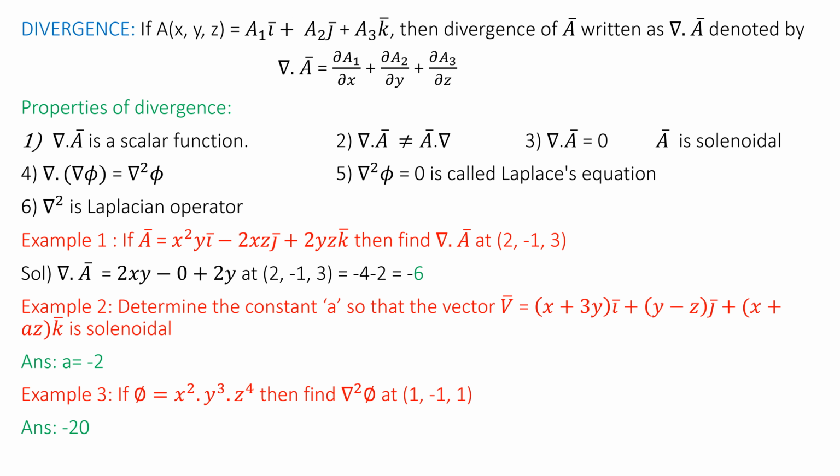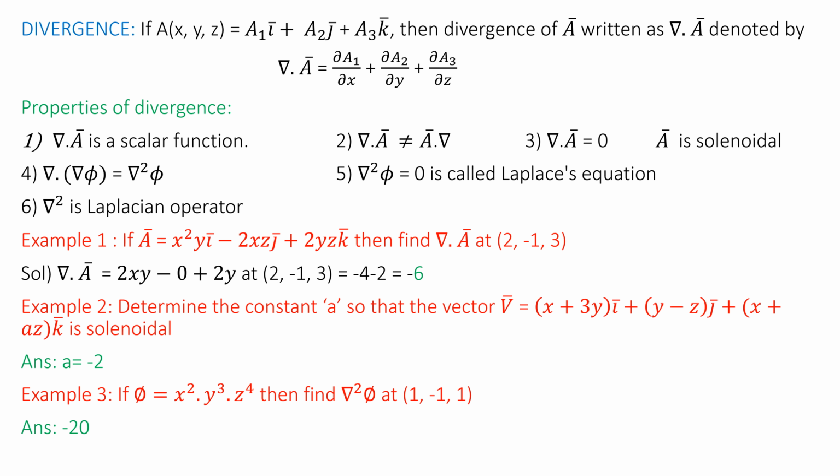Now look at the next concept, divergence. If A of x, y, z is equal to a1 i plus a2 j plus a3 k, then divergence of A can be written as del dot A bar, defined by del dot A bar is equal to dou a1 by dou x plus dou a2 by dou y plus dou a3 by dou z. Okay, so the properties of divergence, and clearly it is a dot product, so it is a scalar quantity.